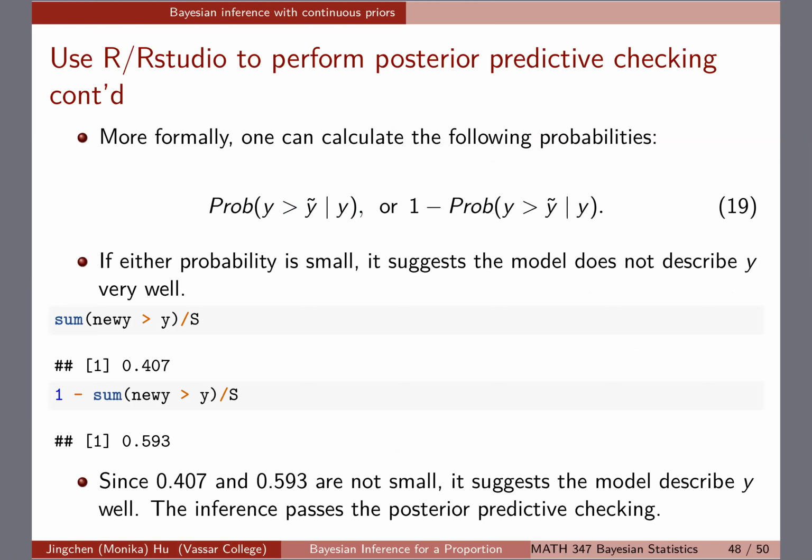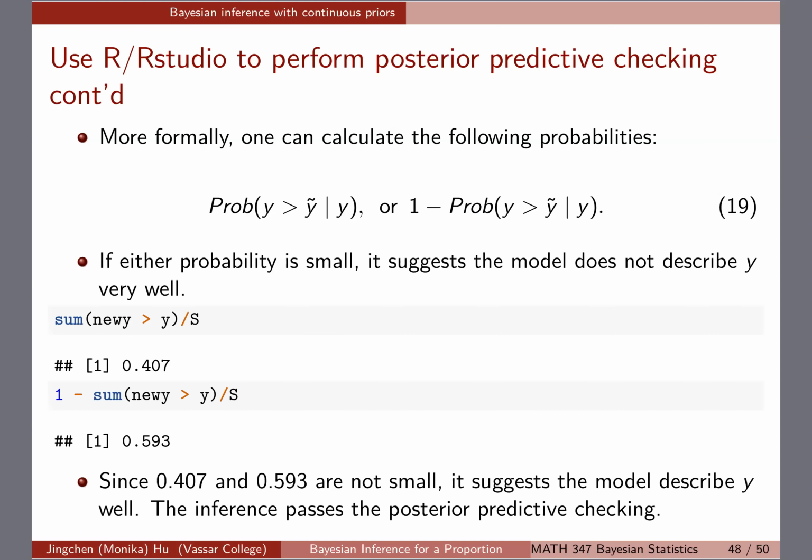So what we can do for this example is check how many new Y are greater than the original data 12, which is 40%, 41%. And then 1 minus that is close to 60%. So neither of them is small. That means the model describes Y pretty well. So this is the typical procedure of doing posterior predictive checking.